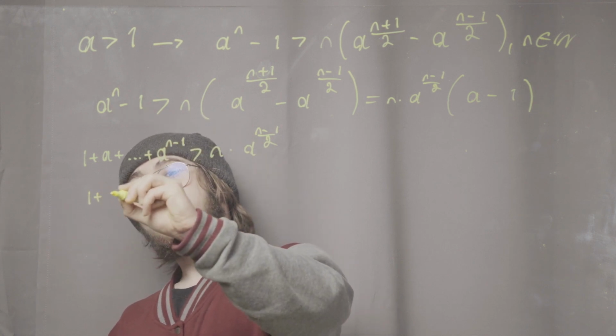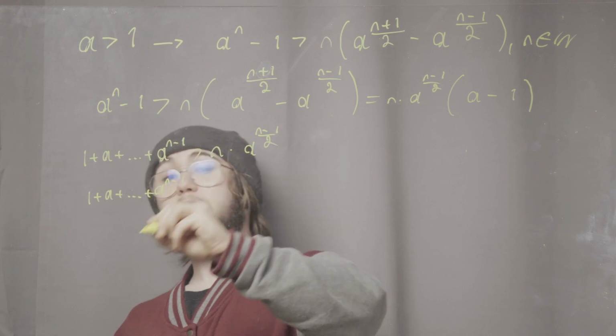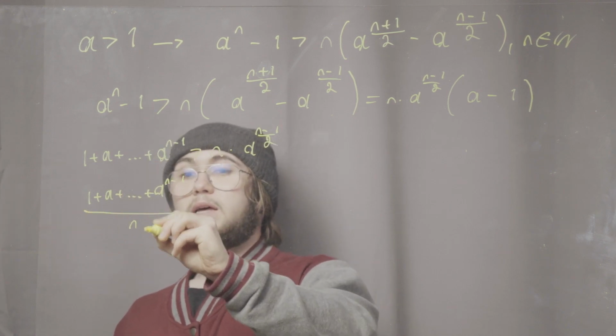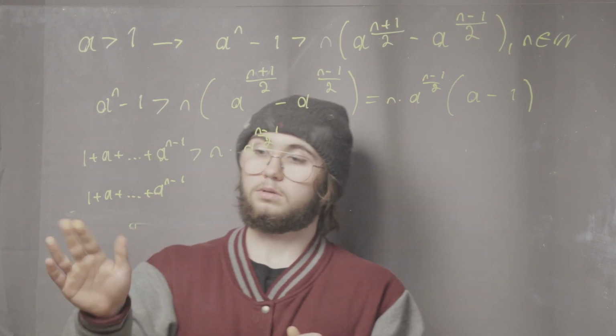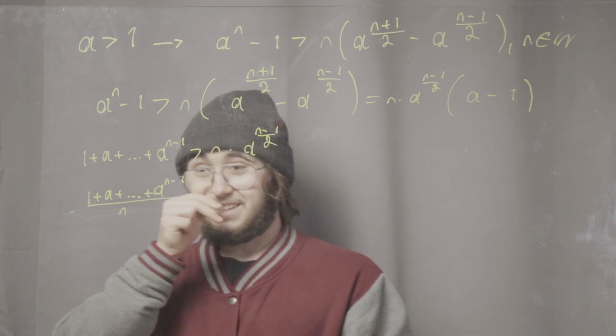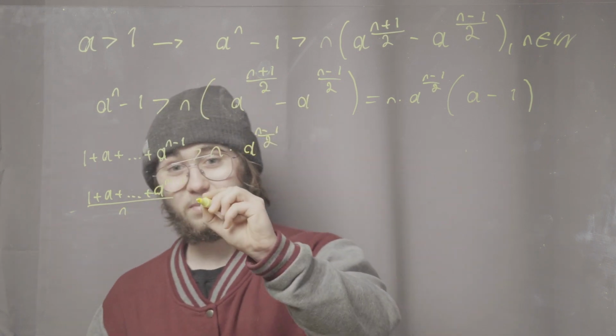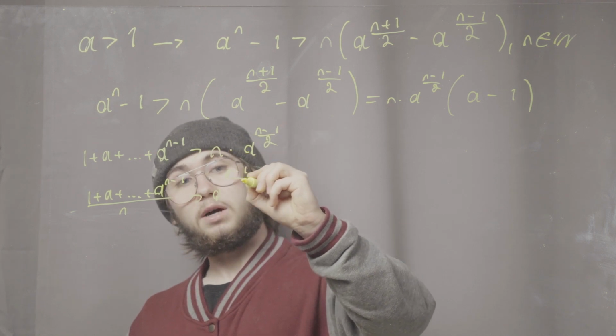We will have 1 plus a, and we add stuff up to a to the n minus 1 power, everything divided by n. Oh man, this line looks terrible, but who cares? It's supposed to be greater than a to the n minus 1 over 2 power.